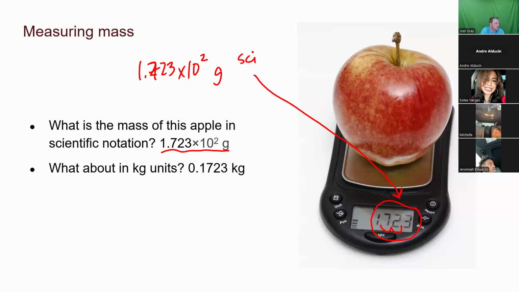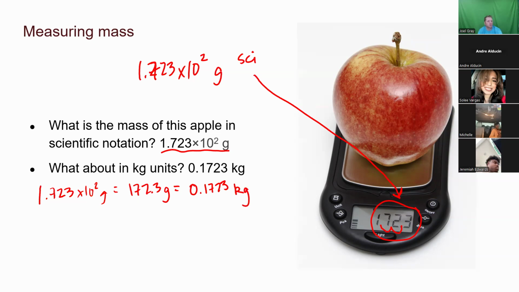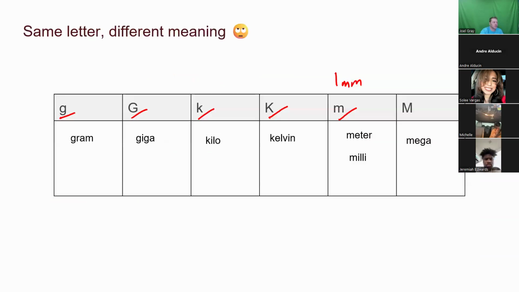What about in kilograms? So here what we can do is 1.723 times 10 to the second grams is equal to 172.3 grams, which is equal to 0.1723 kilograms. So we've done scientific notation and prefix notation in these conversions. Now, this is going to be a part of the next quiz that you're going to see on Canvas, where you just have a couple of examples of converting scientific notation and using these prefixes.